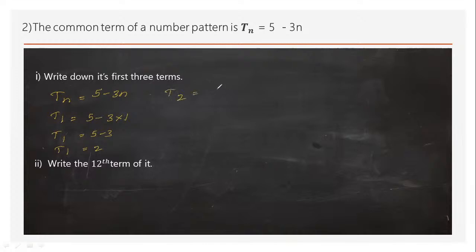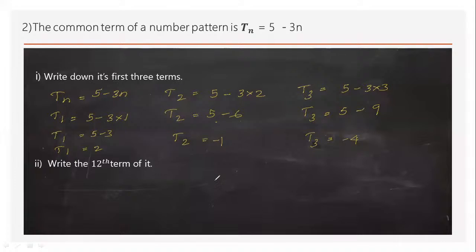Now let's find the second term. T2 equals 5 minus 3 times 2. T2 equals 5 minus 6. T2 equals minus 1. Third term: T3 equals 5 minus 3 times 3, which is 9. T3 equals 5 minus 9, which is minus 4. Then the first three terms are 2, minus 1, minus 4.